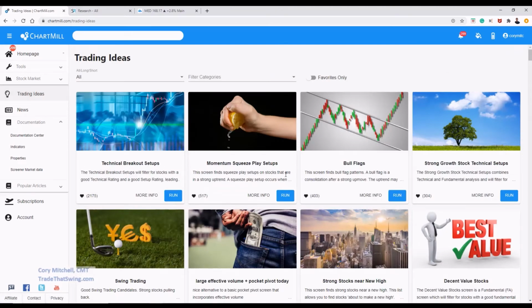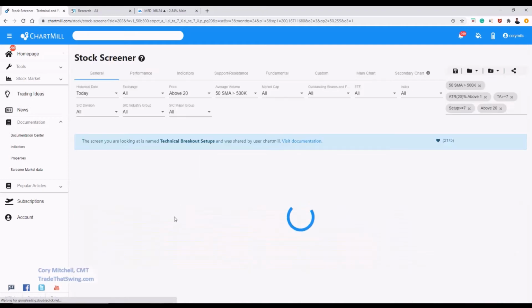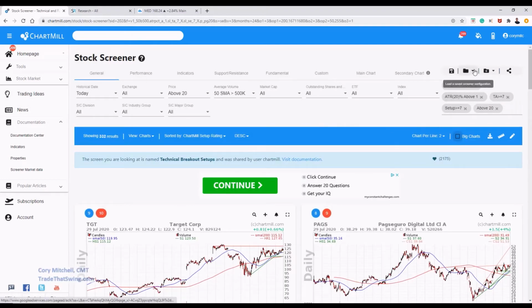Technical breakouts, momentum squeeze plays. These both have produced some pretty good stocks. You can see lots of love for these two scanners. So let's do technical breakouts first. I have a few additional criteria.